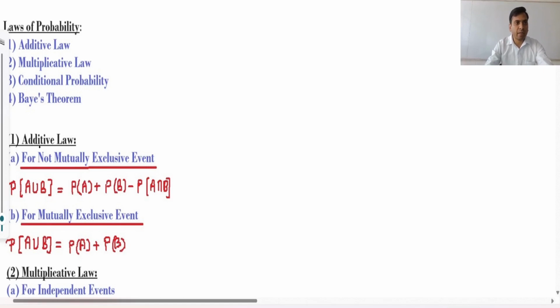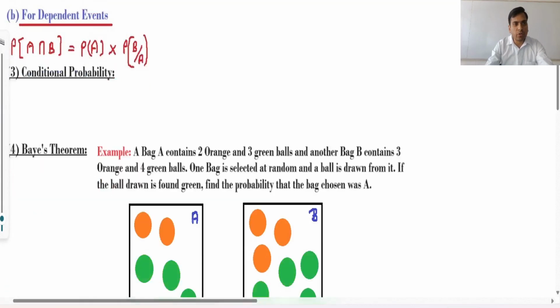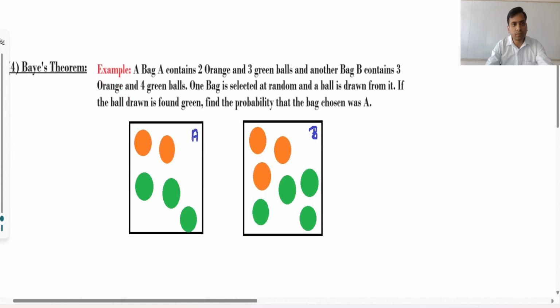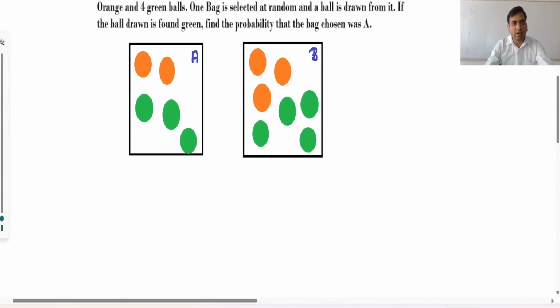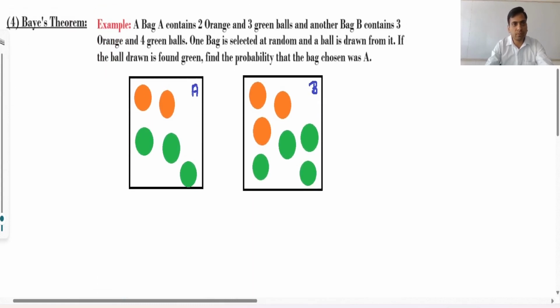So laws of probability, four things. First is additive law, second is multiplicative law, third is conditional probability, and fourth is Bayes theorem. We will see today this Bayes theorem, and we have one example for the concept of Bayes theorem.